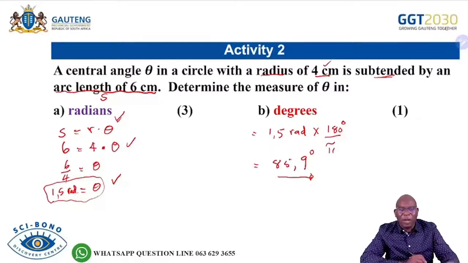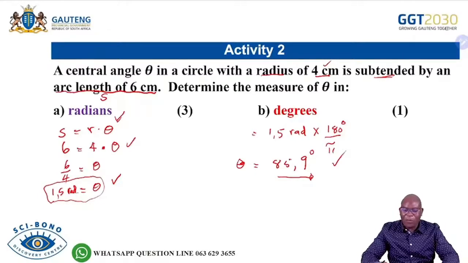So now I've changed my answer from radians to degrees. That is just the multiplication, so it's only 1 mark. All right. Nice question.